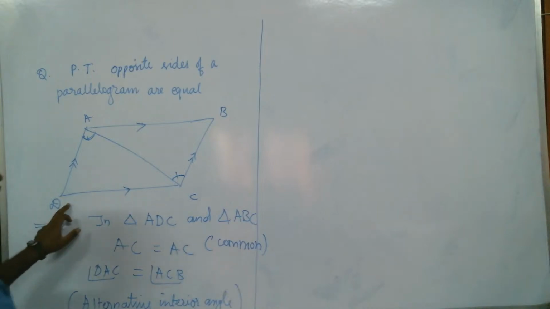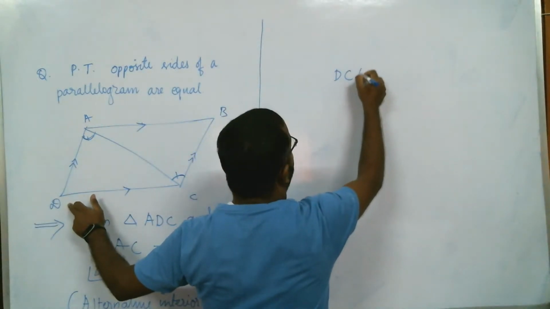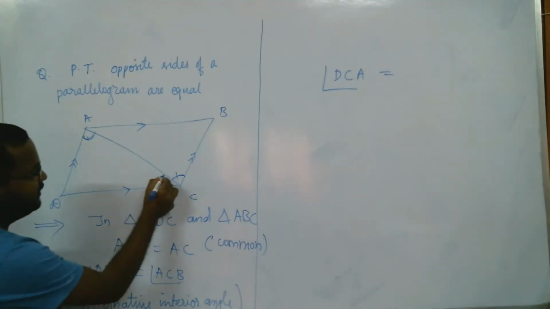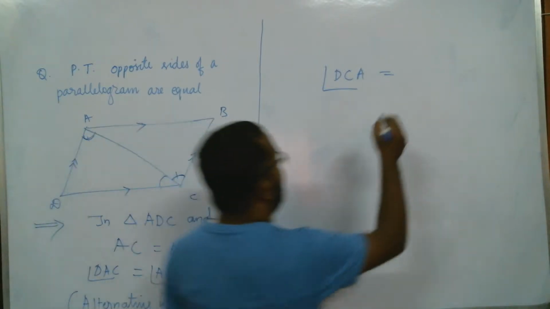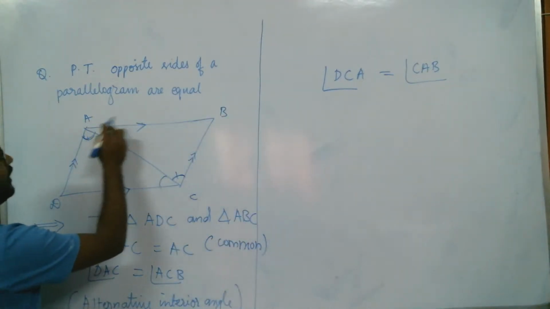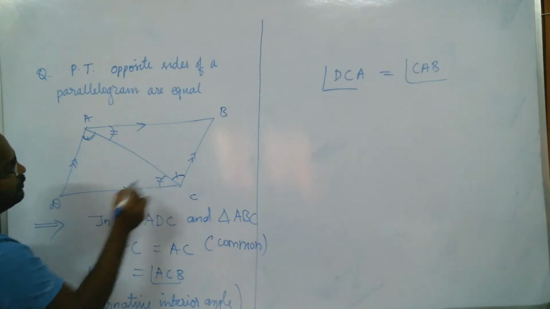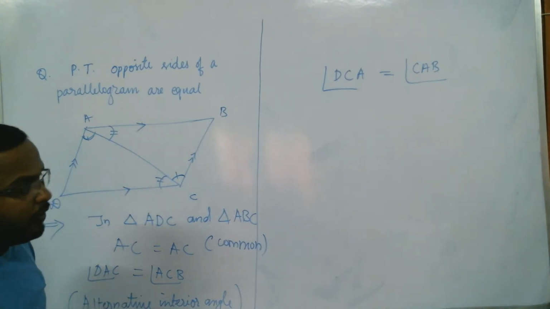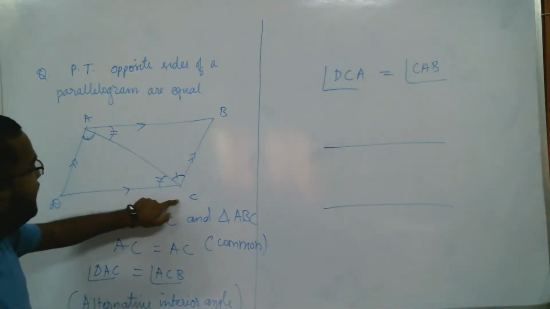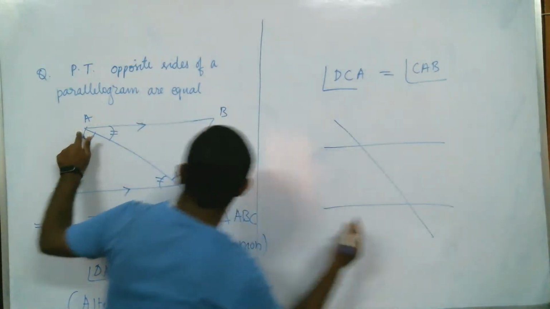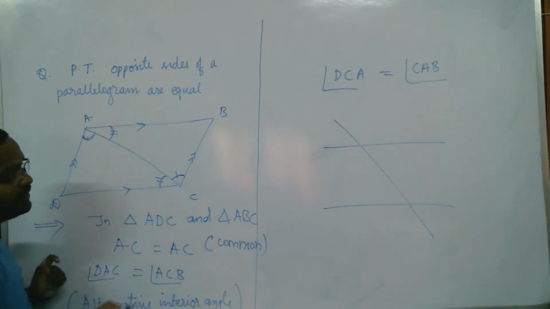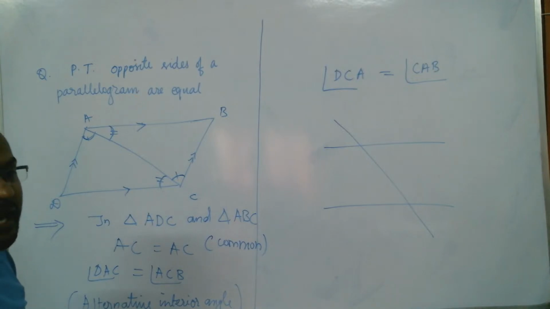Look at this angle. In triangle DCA, angle DCA. Where is your angle DCA? This angle is equal to angle CAB. Where is your angle CAB? This angle. So these two angles are equal. Why are they equal? Look at these two parallel lines, this one and this one, and this line is your transversal. So now this angle and this angle are alternate interior angles.